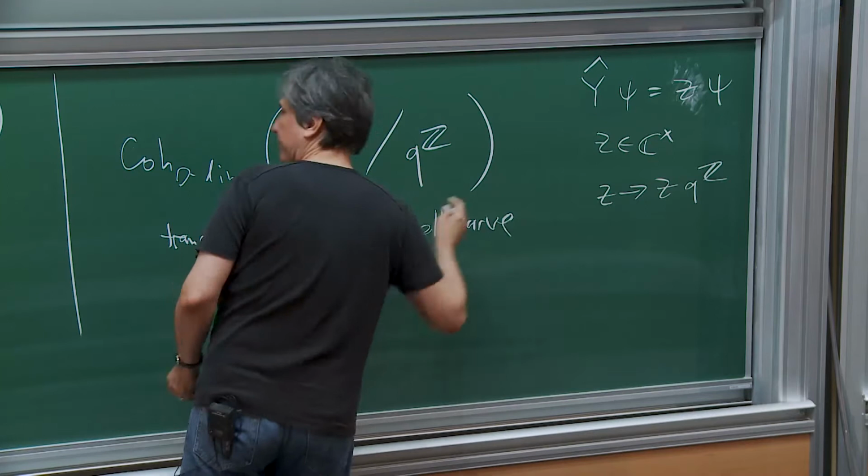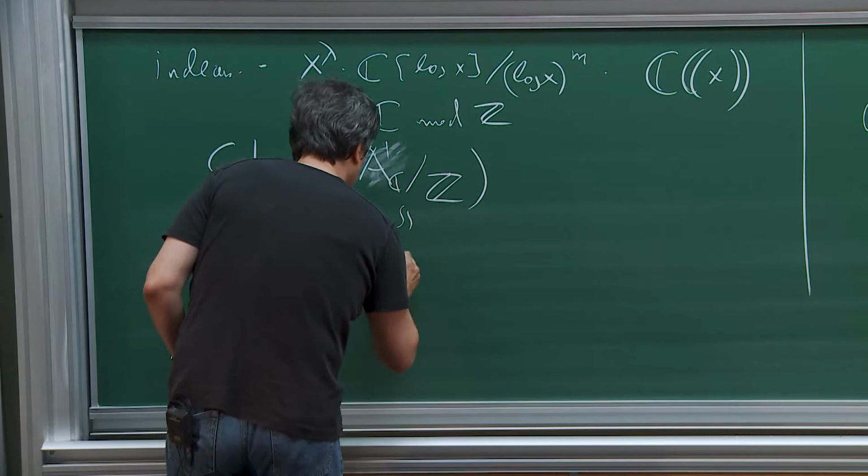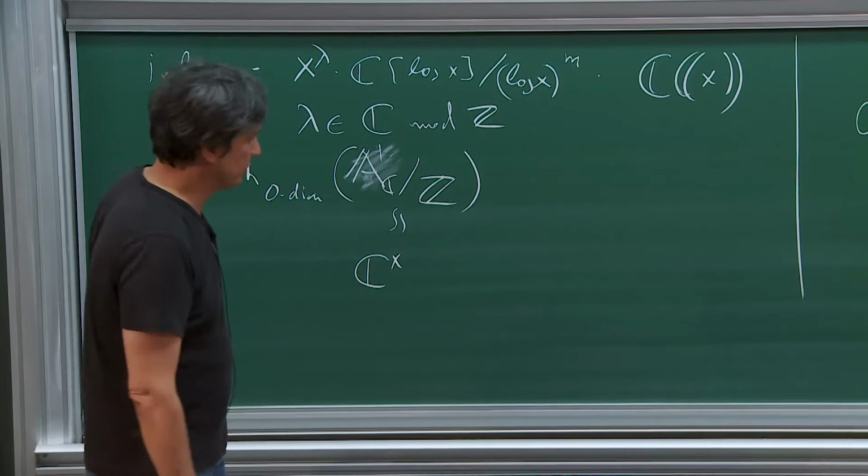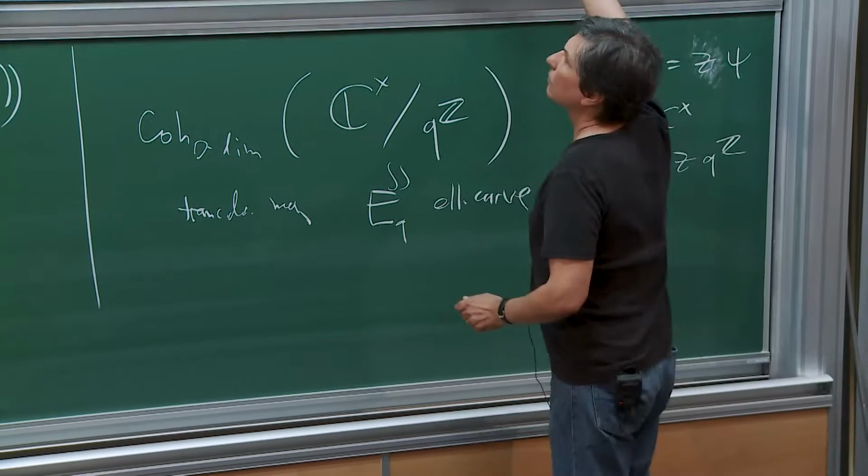So we change the algebraic structure. And also we can make a transcendental map. It's isomorphic to C star. C mod Z is isomorphic to C star by the exponential map. Okay. That's all very simple.